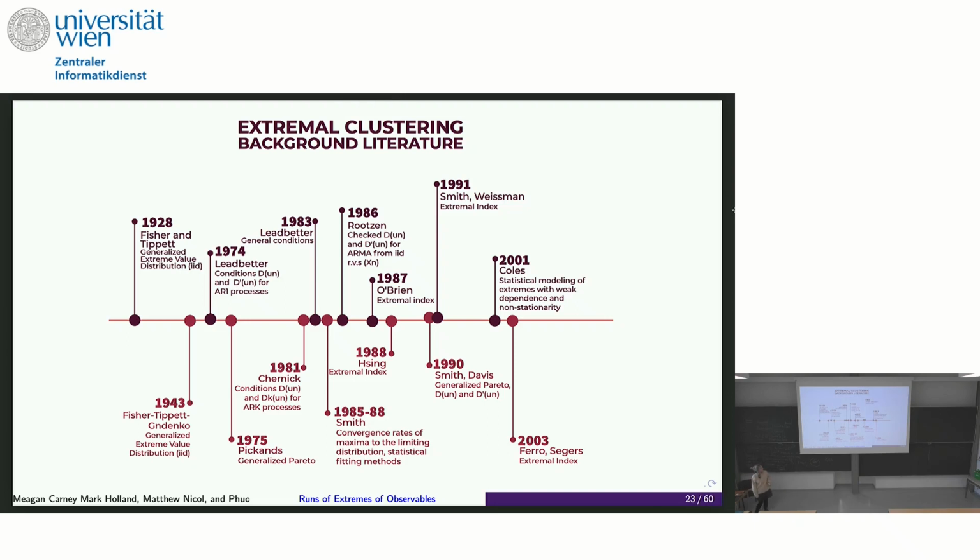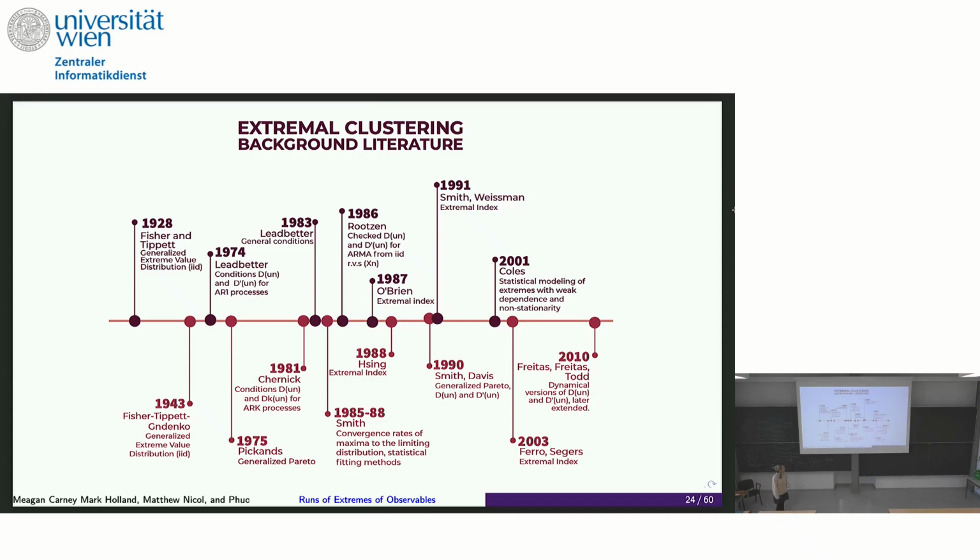And then in 2003, Ferro and Segers looked at making a better version of an approximation for the extremal index, and actually used maximum likelihood estimation on Smith's estimate of the extremal index to be able to give us the numerical estimate that we all often use today. And it wouldn't be a dynamical talk without referencing the two dynamical versions of our dependence conditions, D and D prime, introduced by Freitas and Todd in 2010.